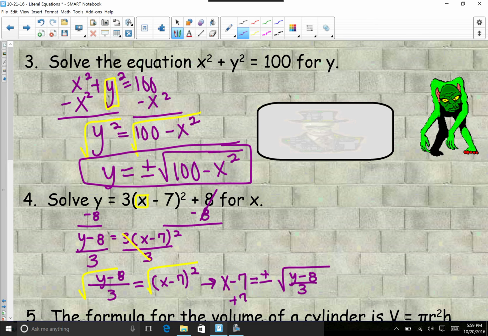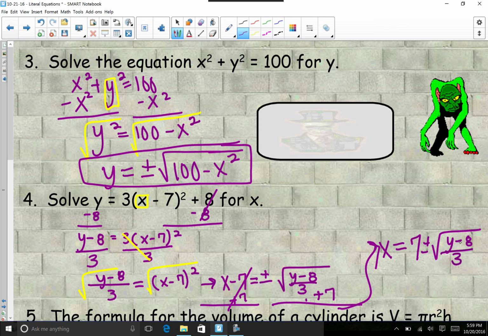So then we're going to add 7 to both sides. Negative 7 plus 7 gives me a 0. What I end up with, my x is now by itself, and I have this plus or minus the square root of y minus 8 over 3 plus 7. So I'm going to write my 7 first. So I get 7 plus or minus the square root of y minus 8 over 3. And there's your final answer for 4.